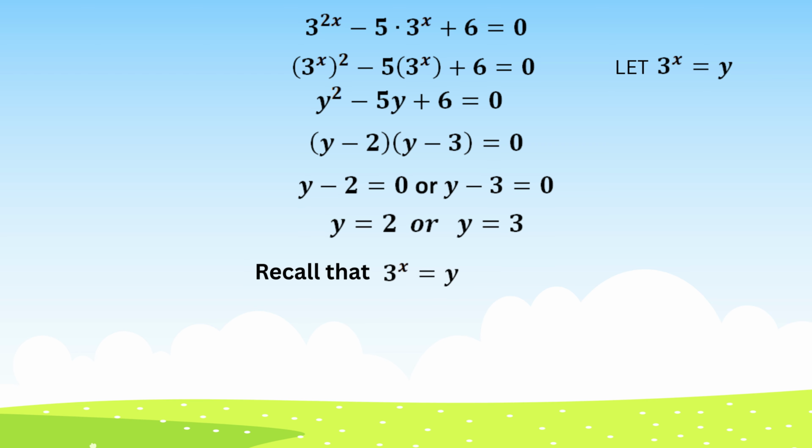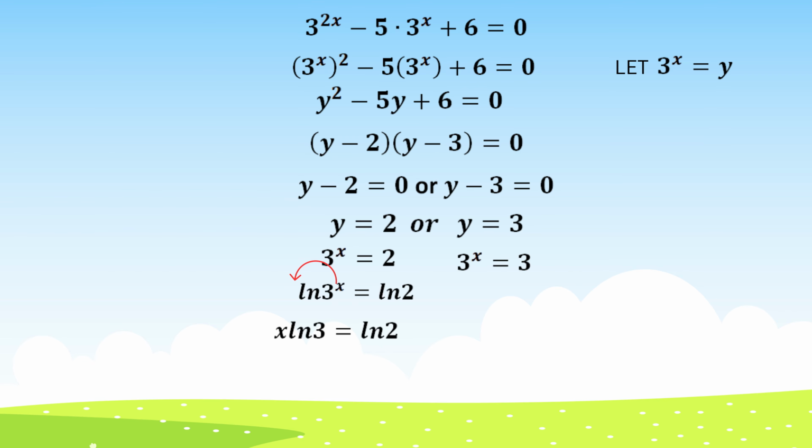Now recall that y is equal to 3 to the power of x. So we replace y with 3 to the power of x in both equations. Let's solve each equation separately. For the equation 3 to the power of x equals 2, we take the natural logarithm of both sides. The laws of logarithms allow us to put the exponent at the front to get x log 3 equals log 2. To solve for x, we divide both sides by log 3 to get x equals 0.631.